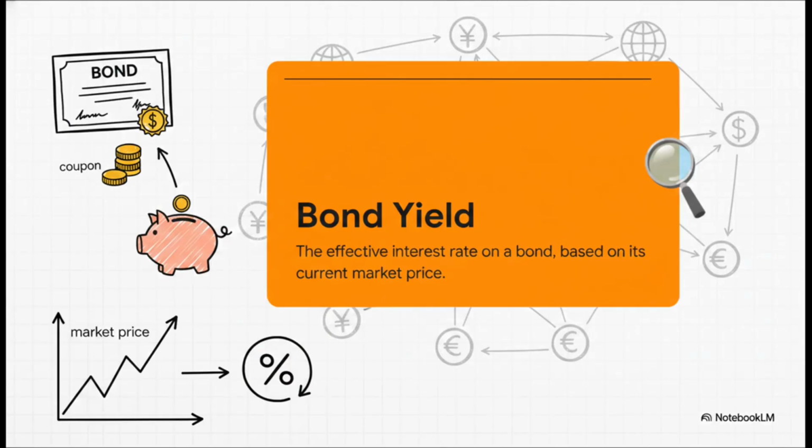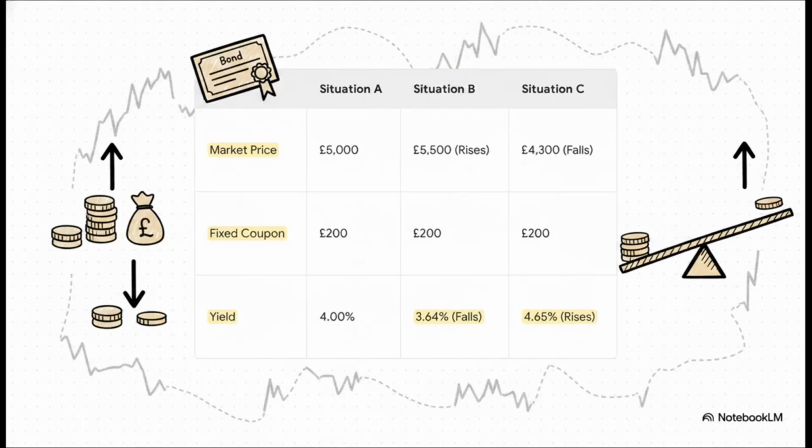Now, before we go any further, let's nail down a key term: yield. A bond pays you a fixed amount of cash every year. That's called the coupon. But the yield, that's your real return. It's what that fixed cash payment looks like as a percentage of whatever you actually paid for the bond on the open market. Let's put some numbers on this to make it crystal clear.